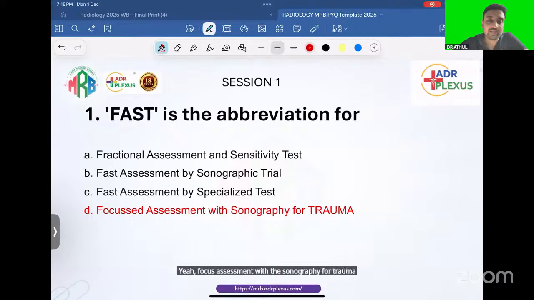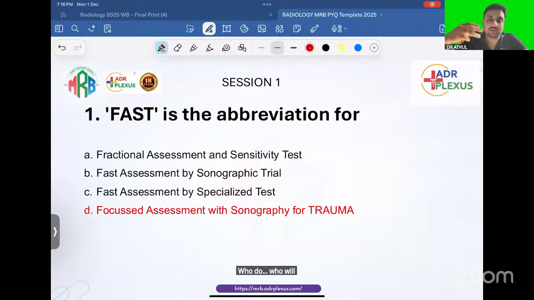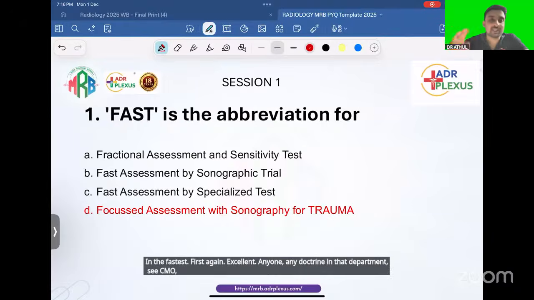Yeah, you know that. Now, let me ask you some questions. Who will do the FAST? Imagine you are in casualty. You are sitting there. Who will do this FAST? First question. Excellent. Anyone. Any doctor in that department, CMO or MO, who is in charge, you have to do the FAST.